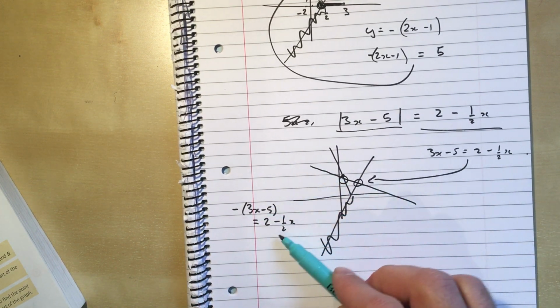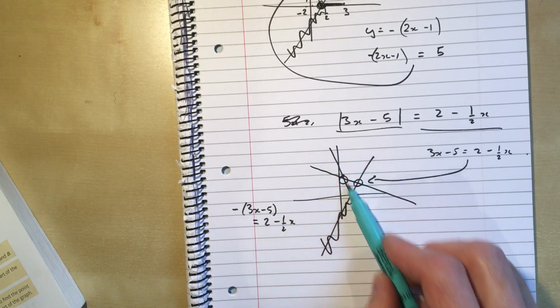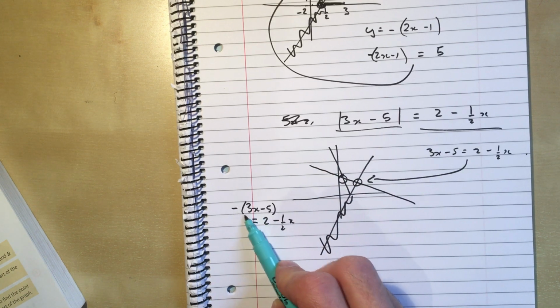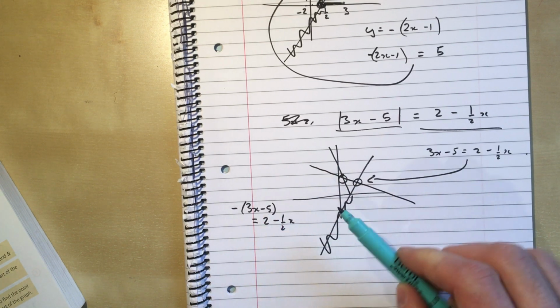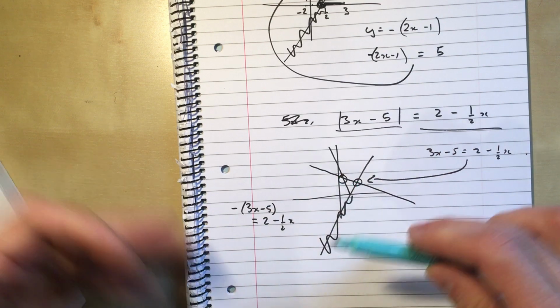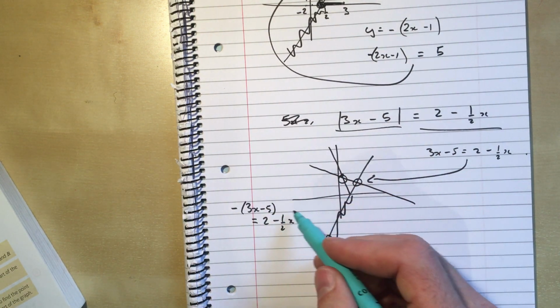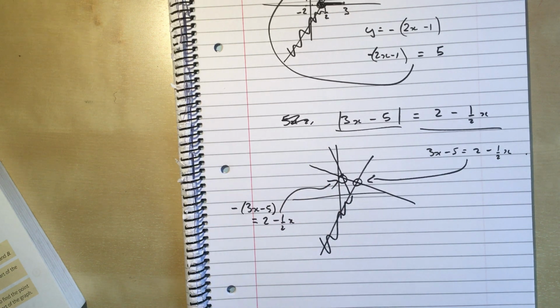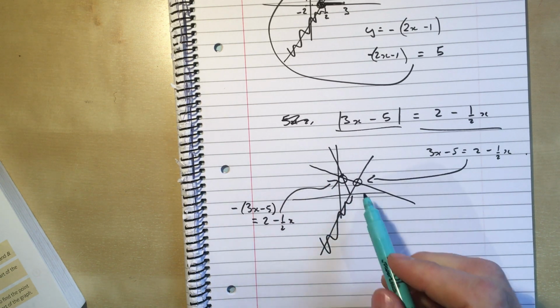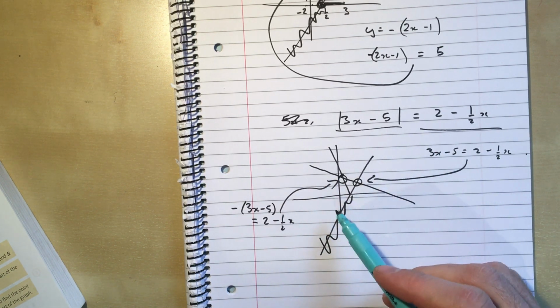sorry, this line here is y equals 2 minus a half x. This line here is y equals minus 3x plus minus 5. And put those two equal to each other, in other words, solve the equation simultaneously, right? And we get this there. So we can find those 2 x values that way.